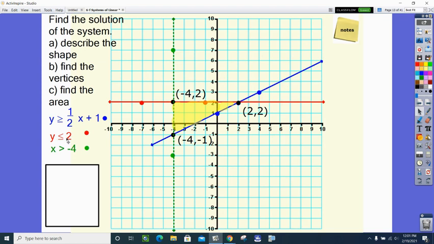y is less than or equal to 2 is a horizontal line going through the y-intercept of 2, everything below. So again, sort of this region. x greater than negative 4 is a vertical line, dotted because it doesn't have the equals component, and it's everything bigger than negative 4. So what you end up with is this region right here. Describe the shape: it's a triangle. Find the vertices, and you'll see I marked those. And then you had to find the area of the region.